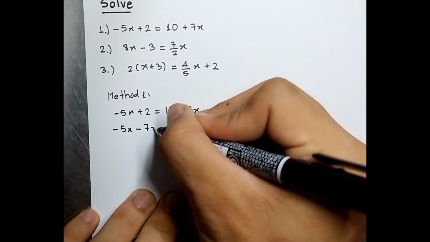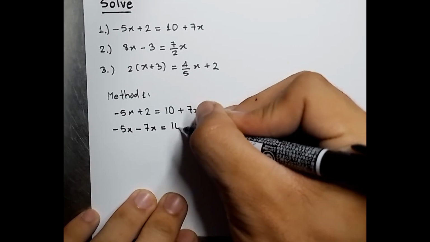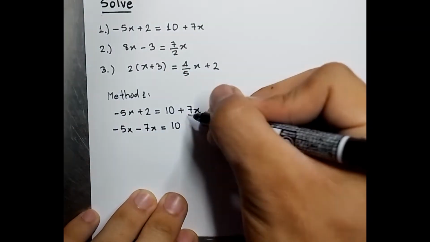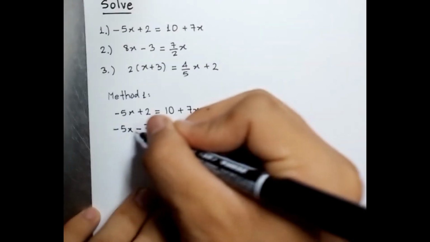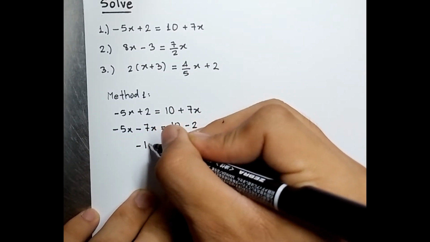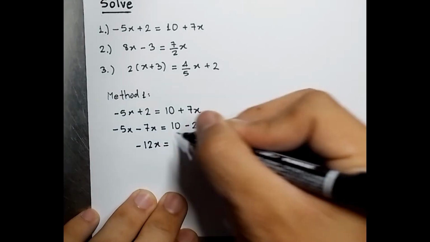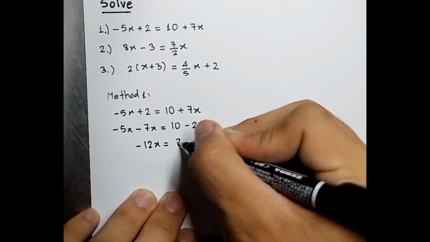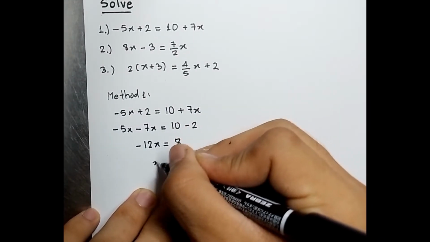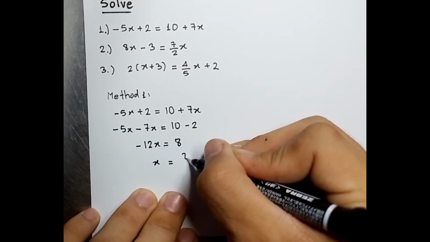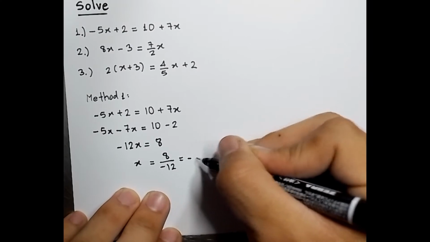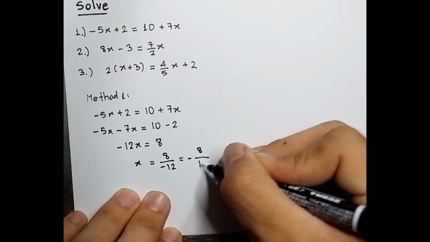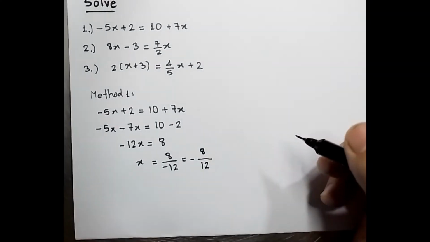Then 2 is positive, and I throw it to the right side, which gives me a negative 2. Now we have minus 5 minus 7, so we get minus 12x. And here 10 minus 2, we get 8. To find x, x will be 8 over negative 12. You notice that we can also write the negative in the middle of the fraction bar, so negative 8 over 12. It has the same meaning.